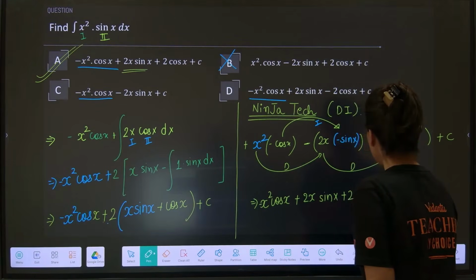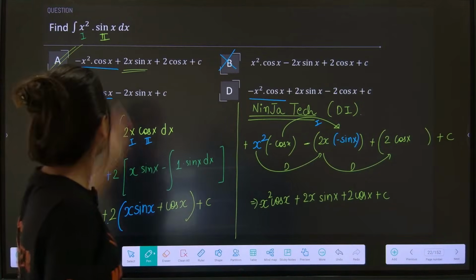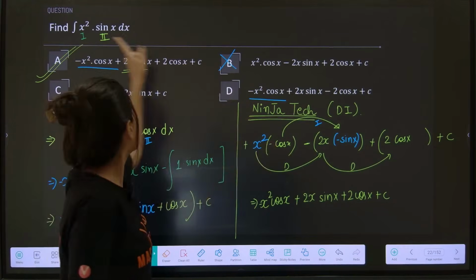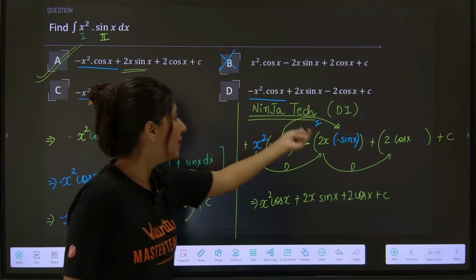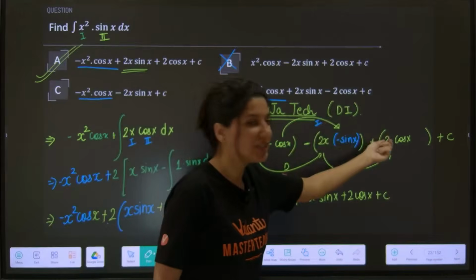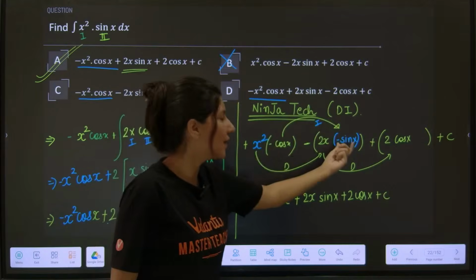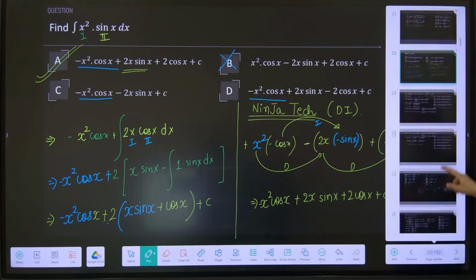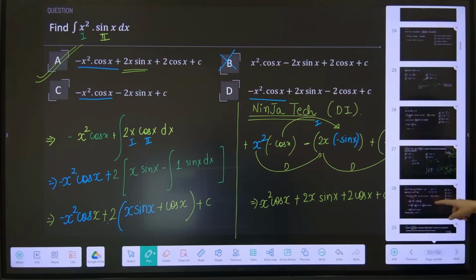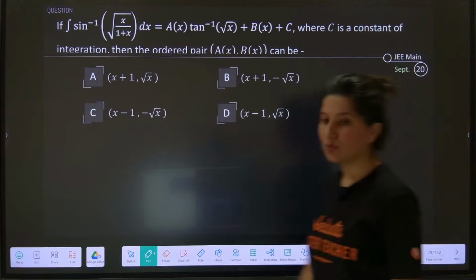Can you see? DI method. x square kept as it is, sin x got integrated. Now x square will be differentiated to 2x, then differentiated to 2. Minus cos x continued integration: minus cos x integration is minus sin x, integration is cos x. Getting it? Getting this ninja technique? Don't worry, because we have more questions. We'll be doing more questions on the ninja technique also. Okay? But for now, let's do this question.